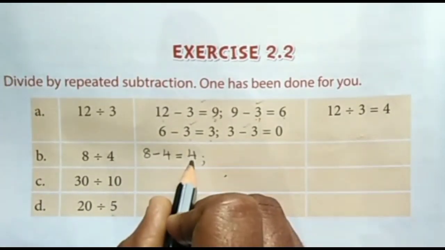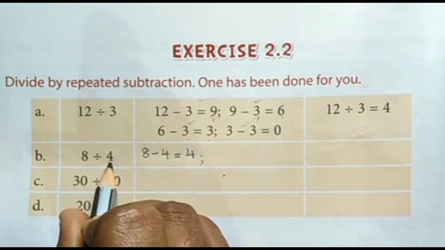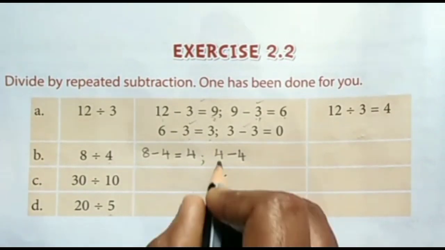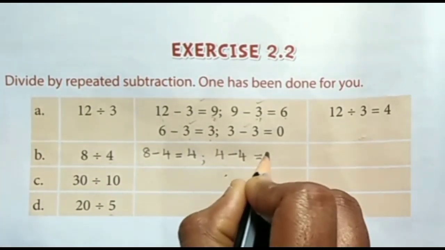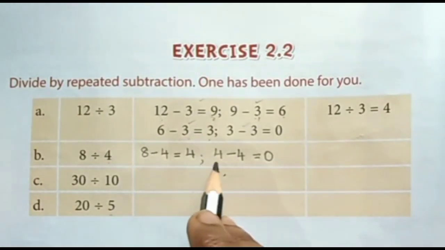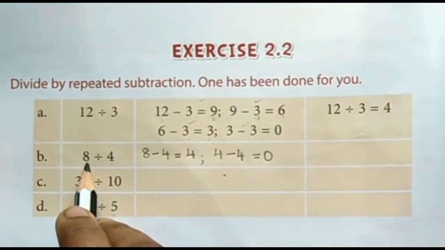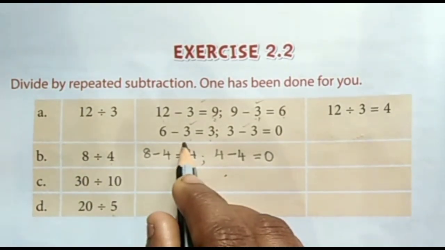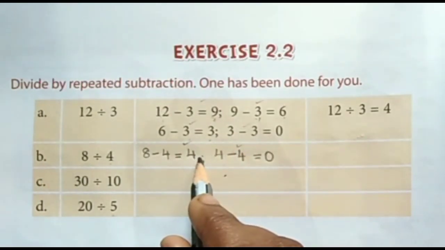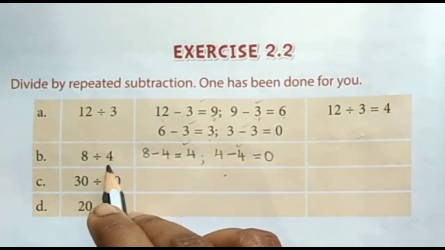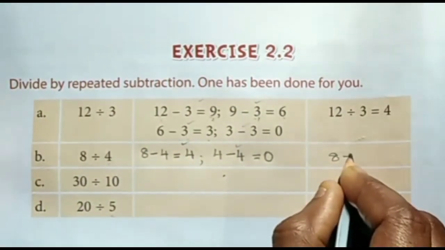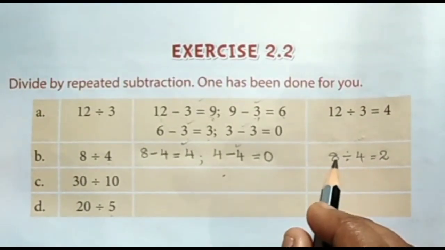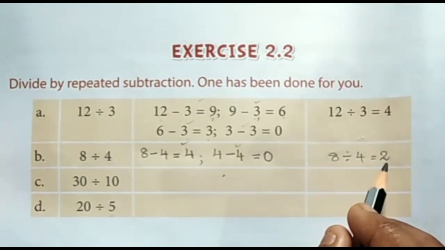Now from the number 4, we should subtract 4. Our next step is 4 minus 4. So 4 minus 4 equal to, we know that, 0. So we have repeatedly subtracted the number 4 from the number 8. And how many times did we subtract the number 4 from 8? Yes, 1, 2. We have subtracted 2 times. So 8 divided by 4, the answer is 2. Because we have subtracted the number 4 from 8 repeatedly 2 times.